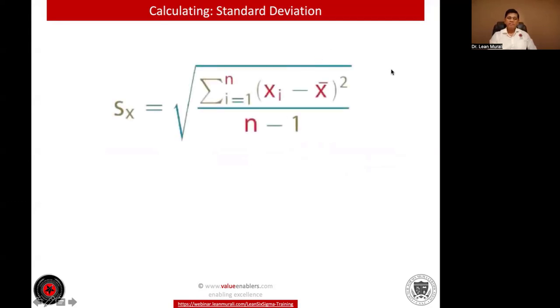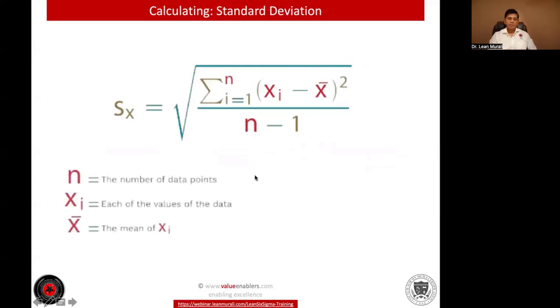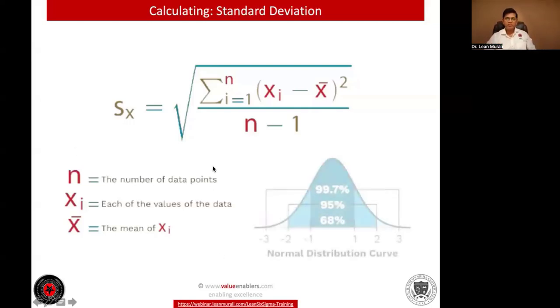Now, if this is the formula, okay. I'm not going to the depth of why it is n-1, because for the population and sample, I will explain later. For the sample, it will be n-1. We will discuss it later. Okay. This is the formula.